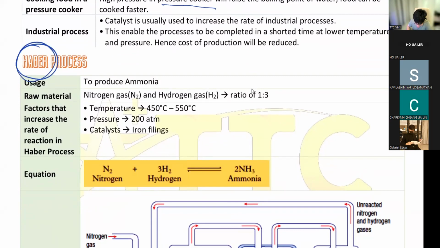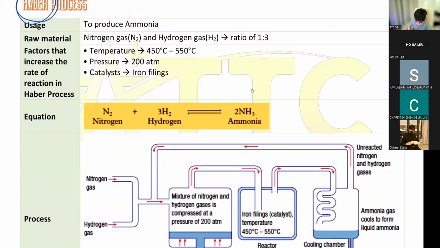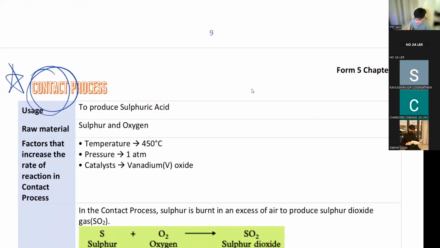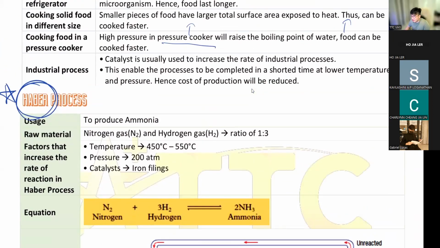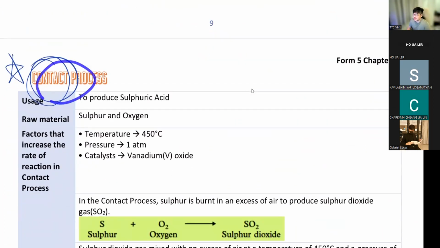Haber process and contact process. Please put a star here, because in the old syllabus, they are also here. They have been asking this in SPM for more than 10 years. If you look at the past year papers, for 10 years, you will see Haber process. For 10 years, you will see contact process. They are almost certainly coming out for your SPM. So it's a good thing, right?